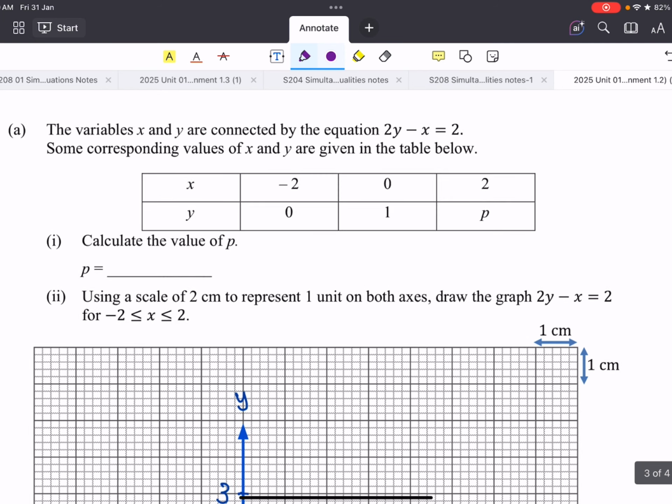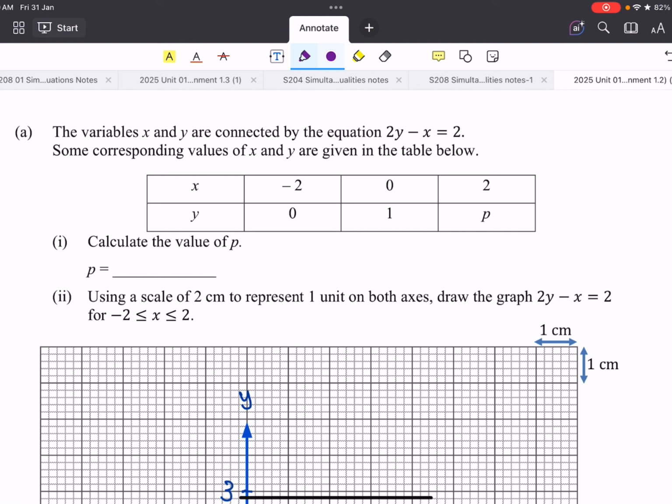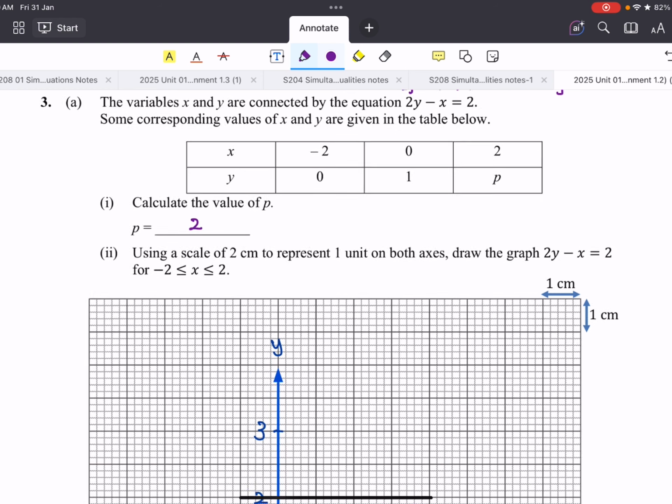The variables x and y are connected by the equation 2y minus x equals 2. Again, we need to find the unknown p in this case. That happens when x equals 2. So when x equals 2, we have 2y minus 2 equals 2. That will result in y being equal to 2, right? So p is equal to 2. Okay, so with this, we can plot our graph. Let's go.